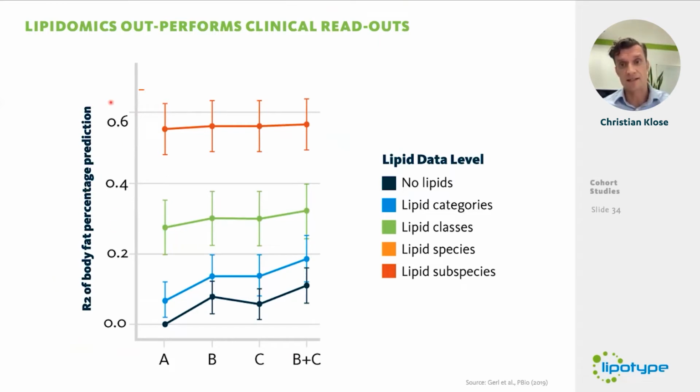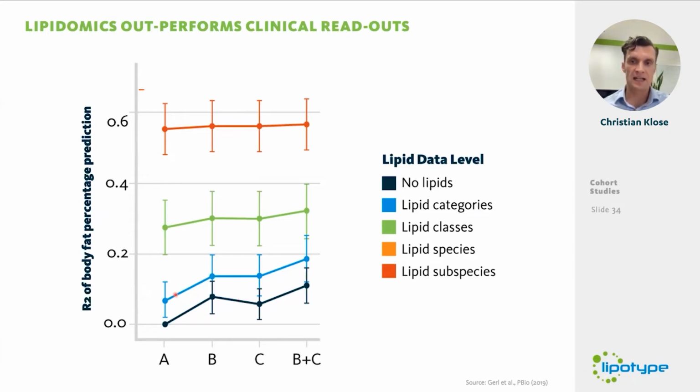So the y-axis of this plot shows us how well obesity is reflected by different levels of information in terms of R square of a mathematical model. R square basically stands for the variability explained by the mathematical model. The dark blue line that we see here shows the performance of the classical clinical parameters such as LDL, HDL, and cholesterol. When we now add lipidomic information to the model, the prediction of obesity gets better and better the more lipidomic details we add to the model.